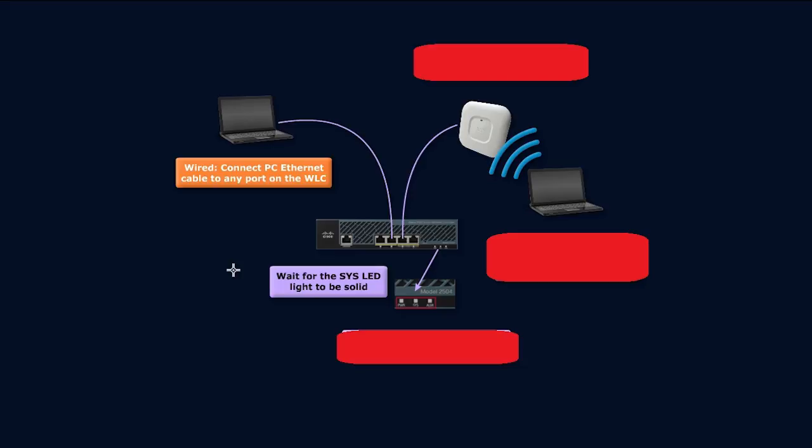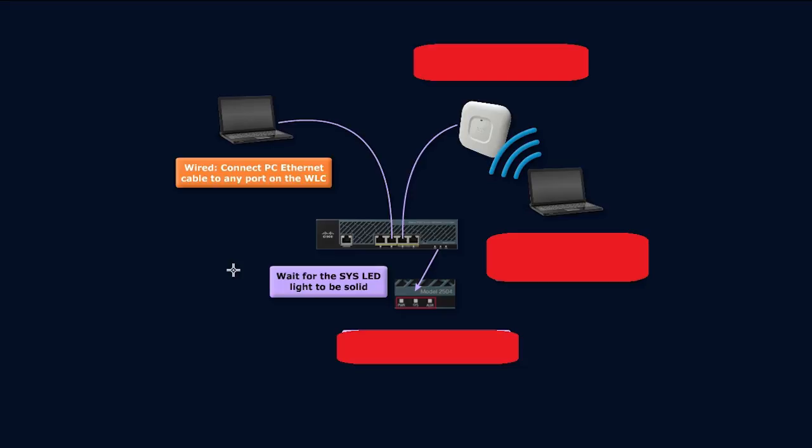But once booted, we need to go to the address of 192.168.10.1 in our browser for our GUI wizard configuration. That's all we need to do for our wired setup. Now, remember, this is only if the wireless LAN controller hasn't had any type of configuration done on it before. This is right out of the box. If we need to do a configuration and don't have a console cable, this is what we need to do.